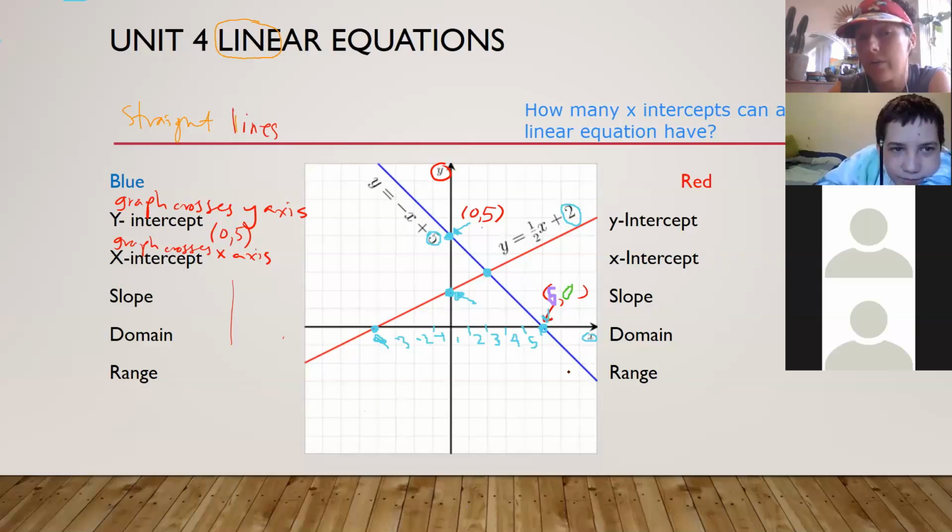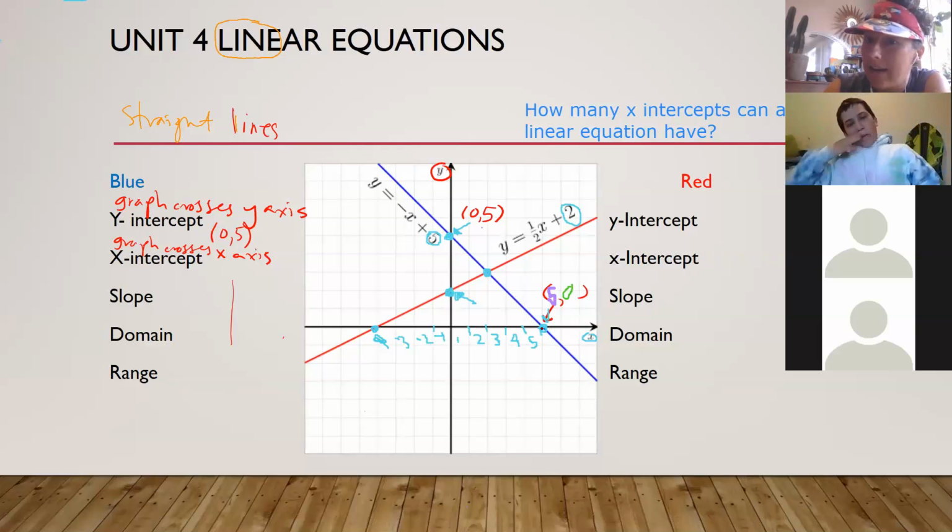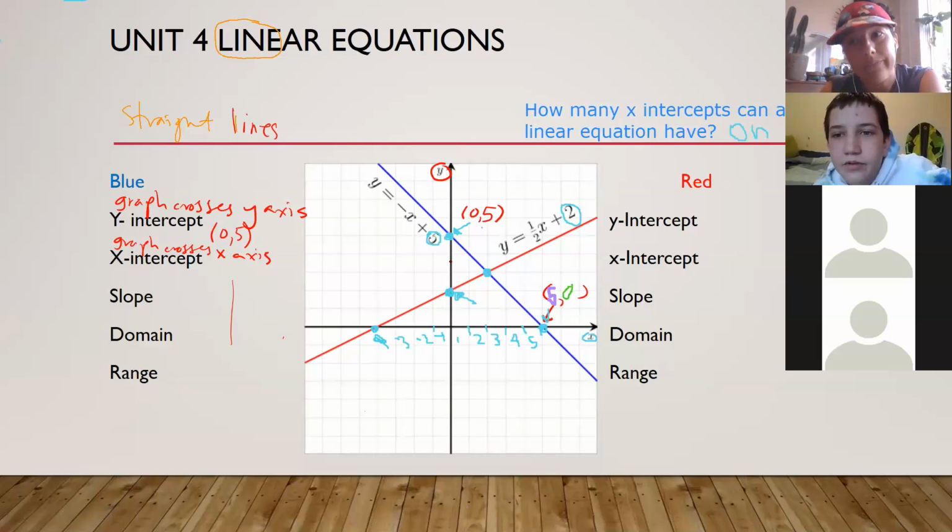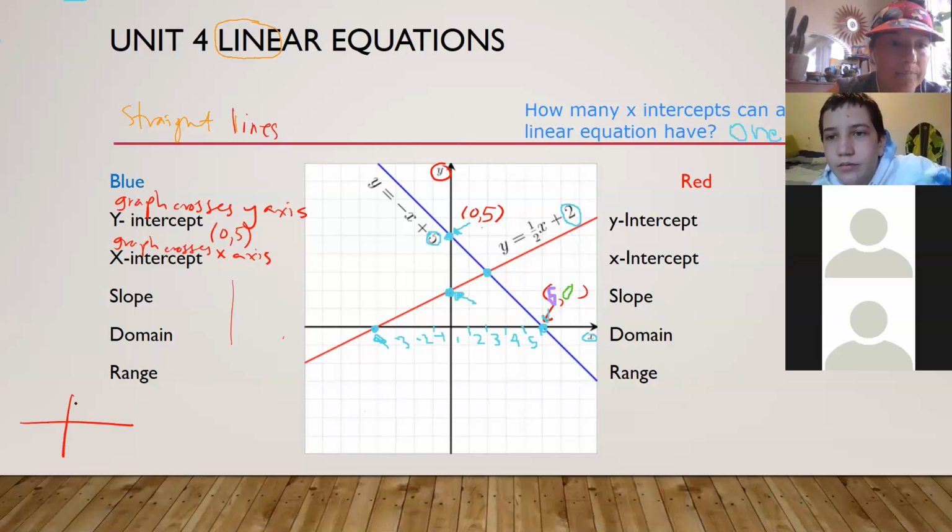Oh, wait. I thought it was the y and the x for some reason. Good, yeah. So most linear equations are just going to have one x-intercept, and most are just going to have one y-intercept. Okay, most. What if it's just a line? What if it's just a constant line against the x-axis? Good question. So let's draw that real quick. So let's say you had something like, and this is the only case where it is different.